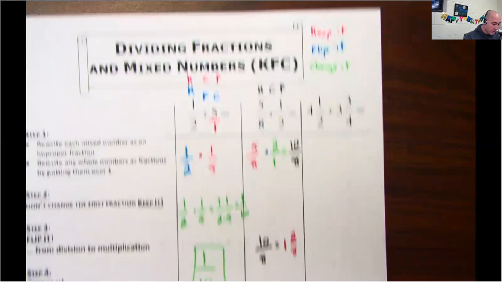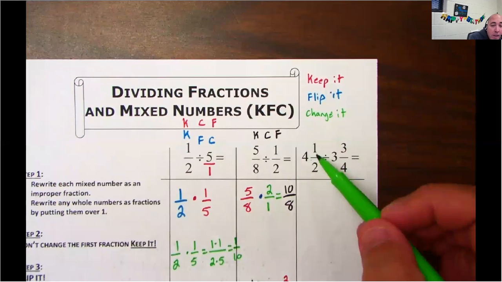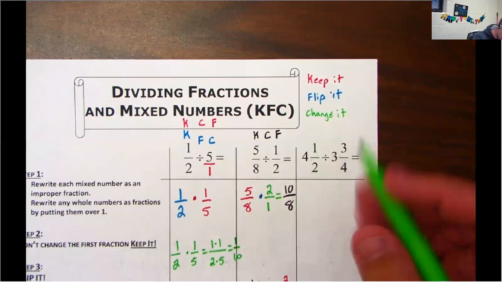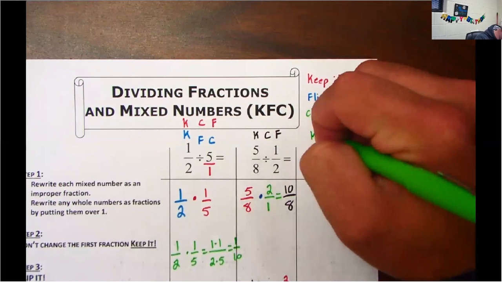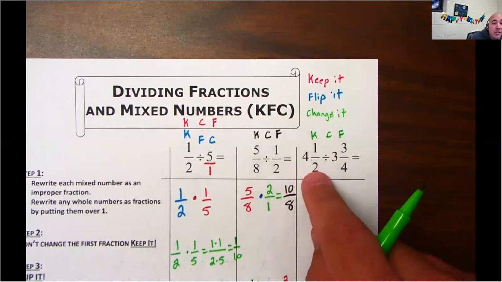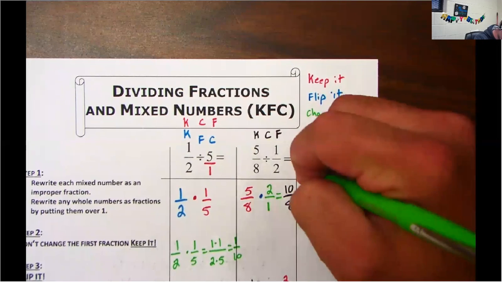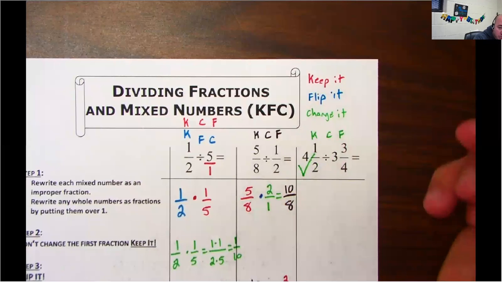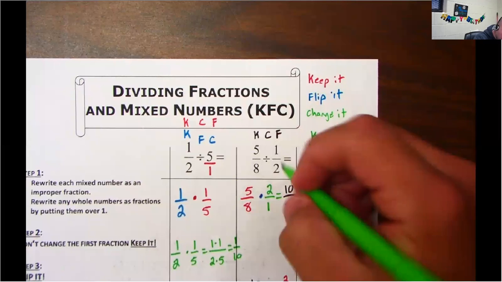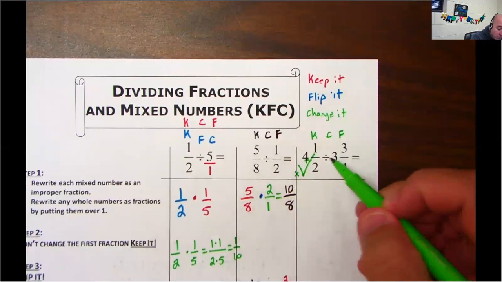All right, let's try another one. Notice we have a mixed fraction. Again, keep it, change it, flip it. We cannot divide mixed fractions. You have to turn them into improper fractions first. Remember, this is where our check mark method comes into play. When you go down, you multiply. When you go up, you add.